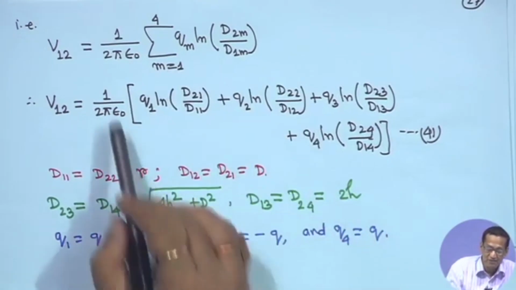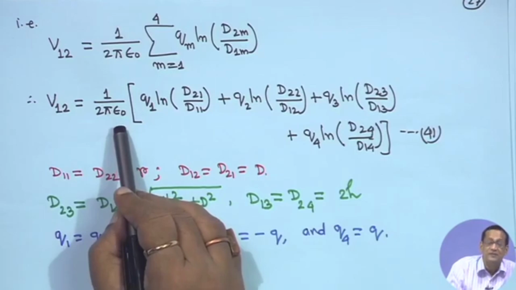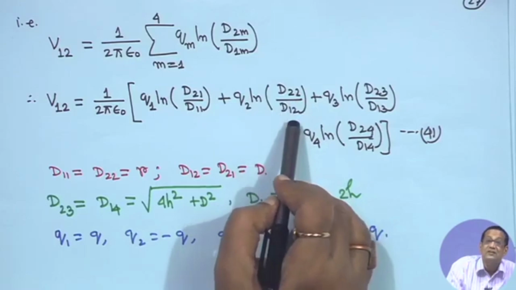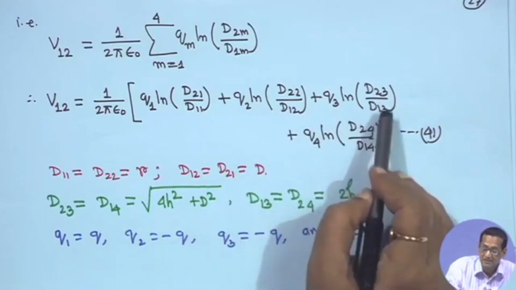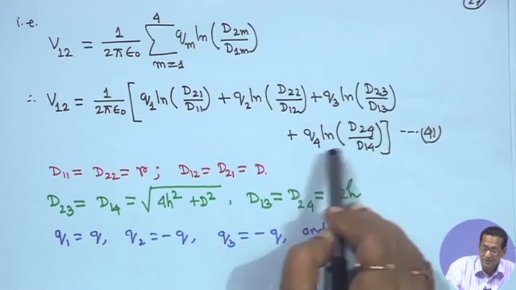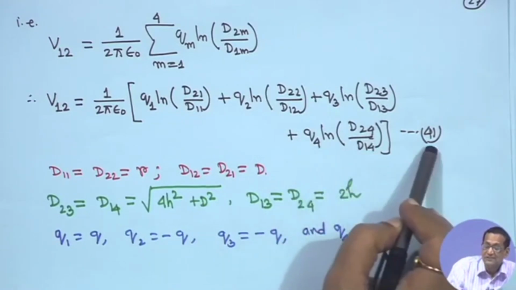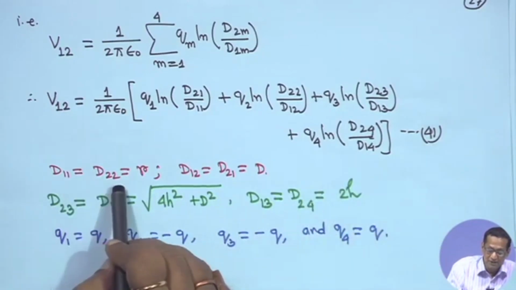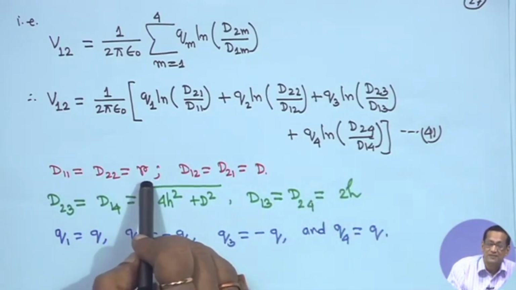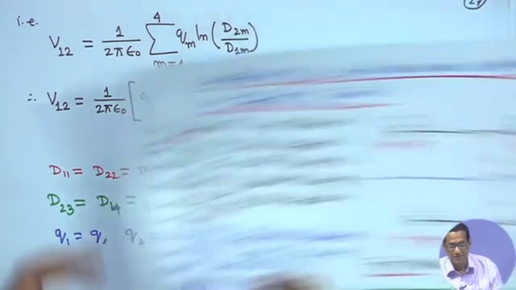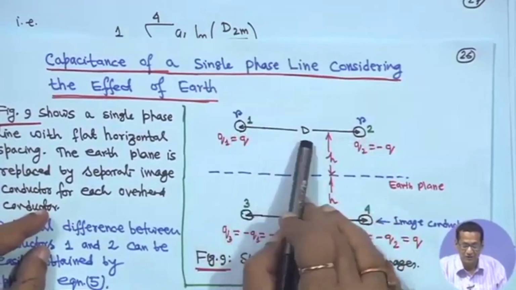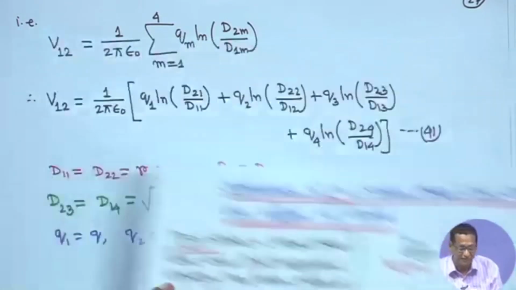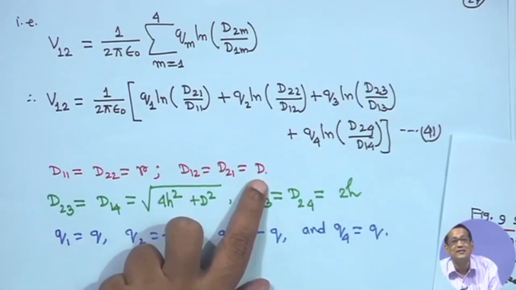If you expand this, it will come V12 upon 2 pi epsilon 0, q1 ln d21 upon d11 plus q2 ln d22 upon d12 plus q3 ln d23 upon d13 plus q4 ln d24 upon d14. This is equation 41. Now, d11 is equal to d22 is equal to r, the radius of the conductor, right, and d12 is equal to d21 is equal to d, because compared to r, d is very large. So, that is why d12 is equal to d21 is equal to d.